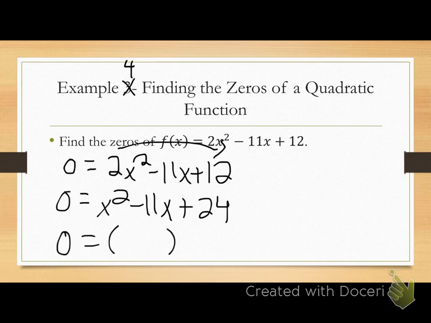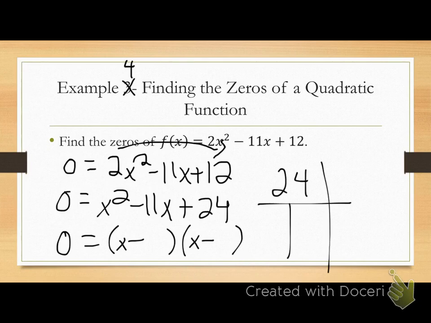2 sets of parentheses. What's my variable? X. It's a plus sign before my C value. So are they going to be same or different? Same. What are they both going to be? Minuses. Now let's create our T chart. 24 is my C value. What's my B value? Negative 11.